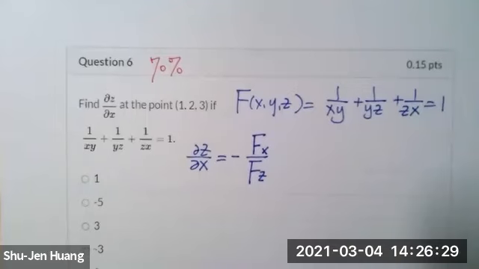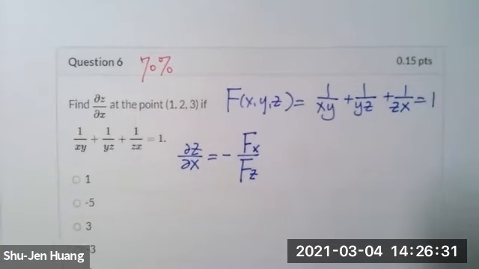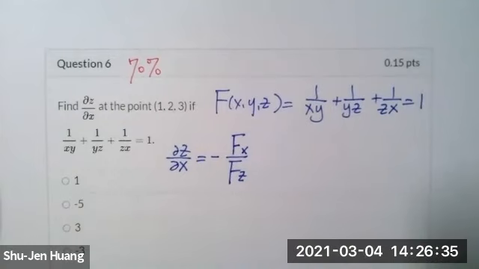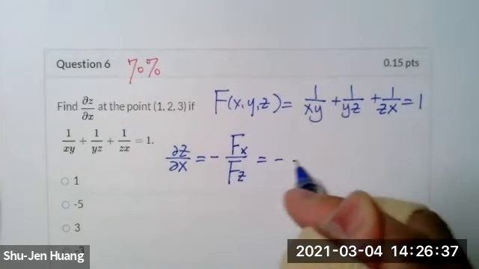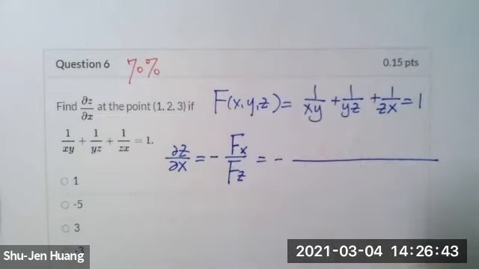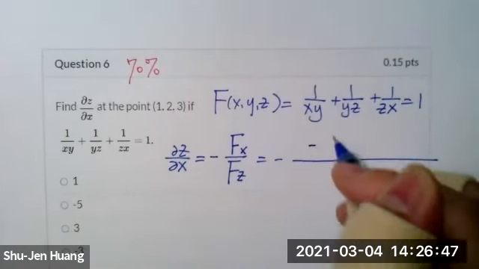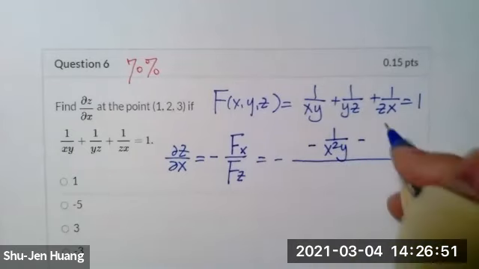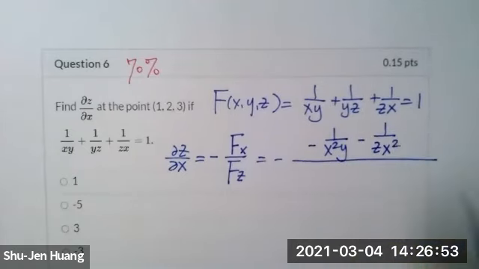Okay, so we can use this one here. All right, so now we can take the partial derivative. For the top, we're going to take the partial derivative with respect to x, so we treat y and z as constants here. We're going to get -1 over x squared y minus 1 over z x squared.